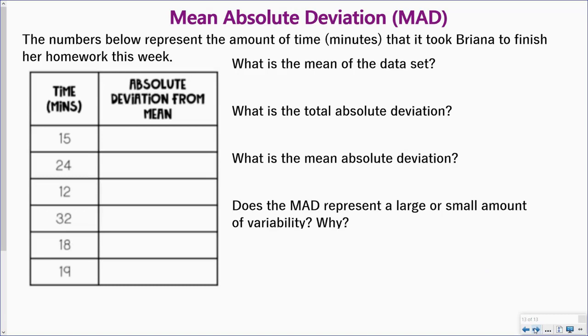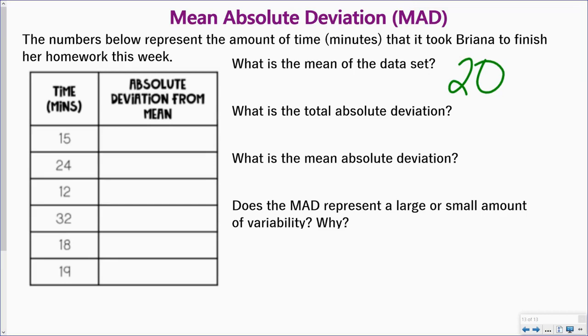Let's take a look at this data set. Again, the first thing I need to do is find my mean. When I do that, I add up all of my numbers and divide by 6, and I come up with 20. What is the total absolute deviation?